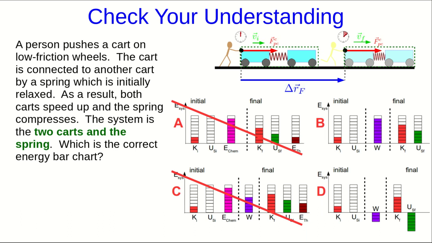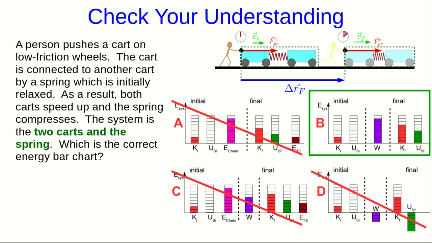Also notice, I helpfully showed you both the force that the person is exerting and the force displacement vector for it. And they're pointing in the same direction, and so the work done by that force must be positive. Also, when you compress a spring, it doesn't lose energy, it gains energy, and so D can't be right. And so the answer is B.